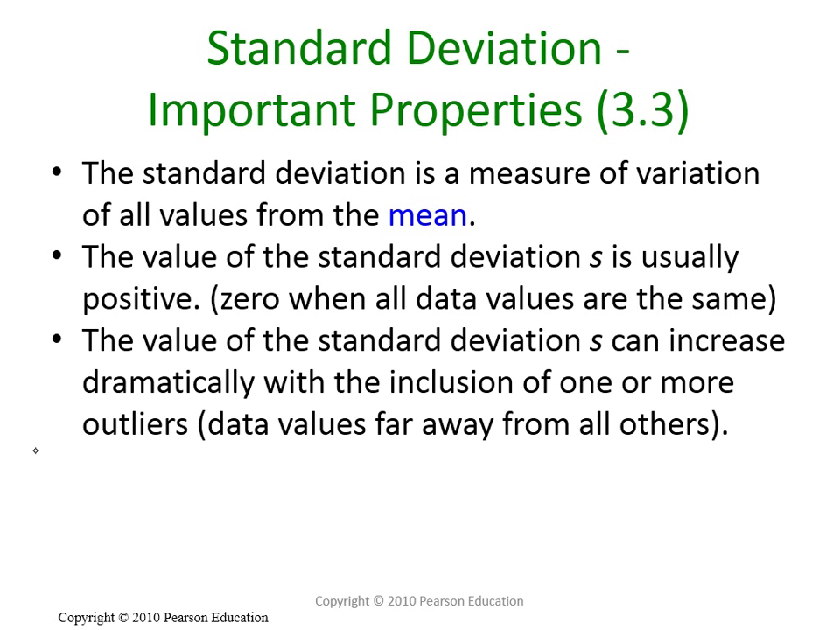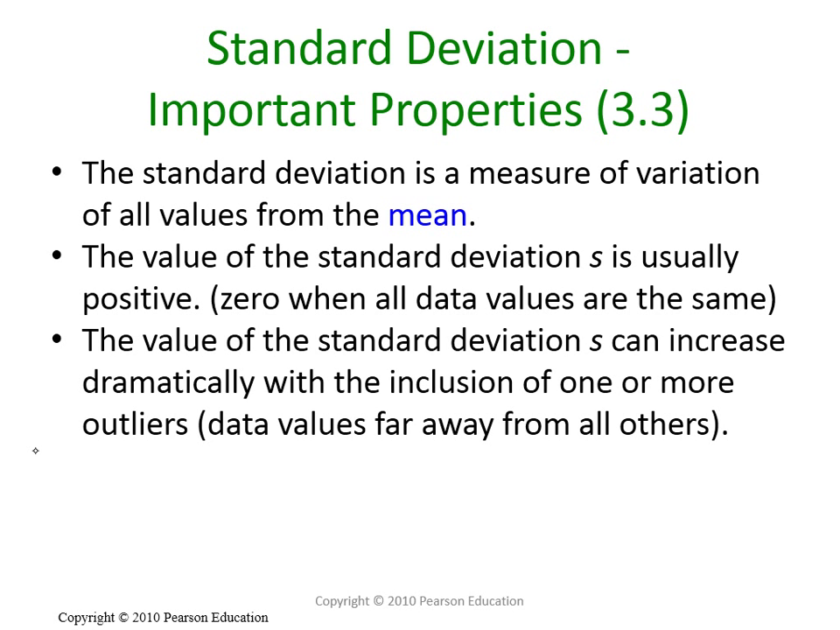The value of the standard deviation S can increase dramatically with the inclusion of one or more outliers, which are the data values that are far away from all the others. So those outliers have a big influence on your standard deviation, which is a way of measuring: are all the values close to each other or are they really spread out from one another? Having that outlier would really say we've pulled things away, and it's drastically increased it.